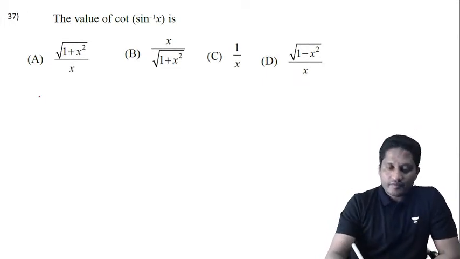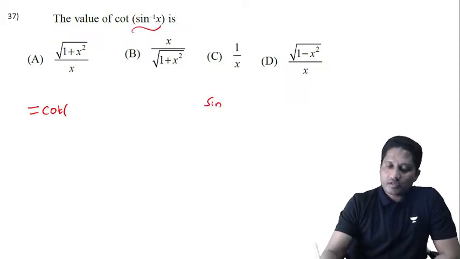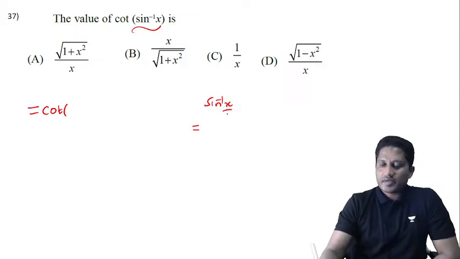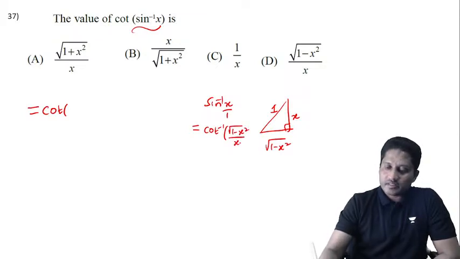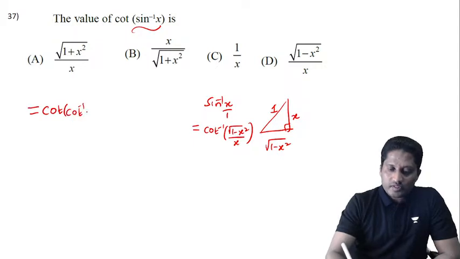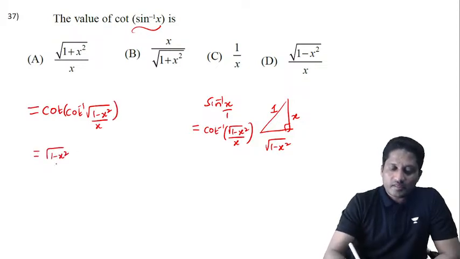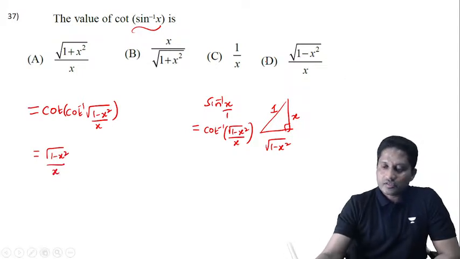If I want to find the value of cot of sine inverse of x, this cot I'll keep as it is. The sine inverse of x I'll convert to cot. Okay, x can be taken as x by 1, right? Sine is opposite by hypotenuse. If I use Pythagoras theorem, the adjacent will be root of 1 minus x square. If I convert to cot, cot is adjacent by opposite. Adjacent is root of 1 minus x square, opposite is x. So this is cot of cot inverse of root of 1 minus x square by x, which is root of 1 minus x square by x. Right, answer is option D.